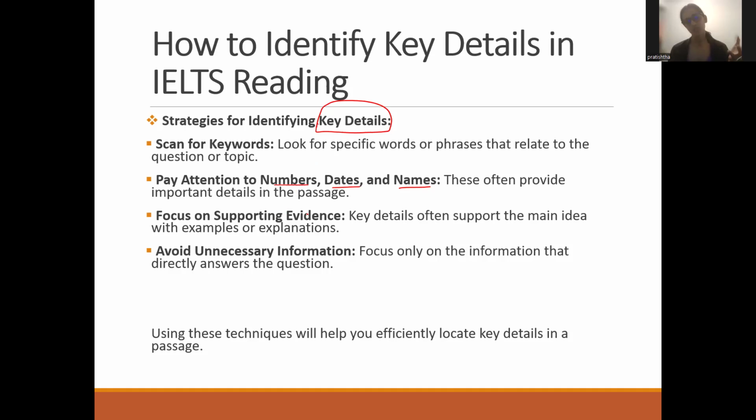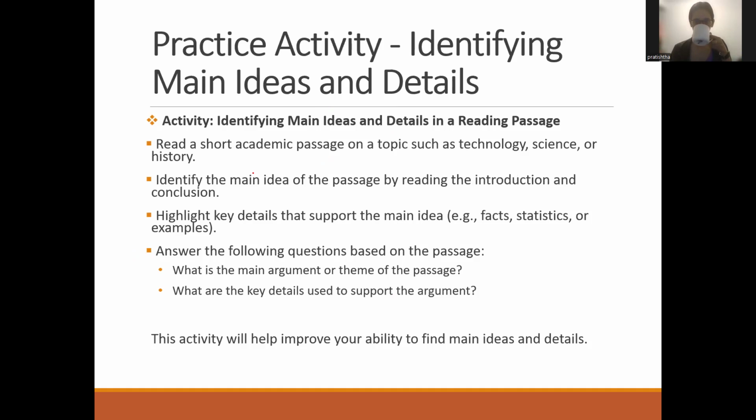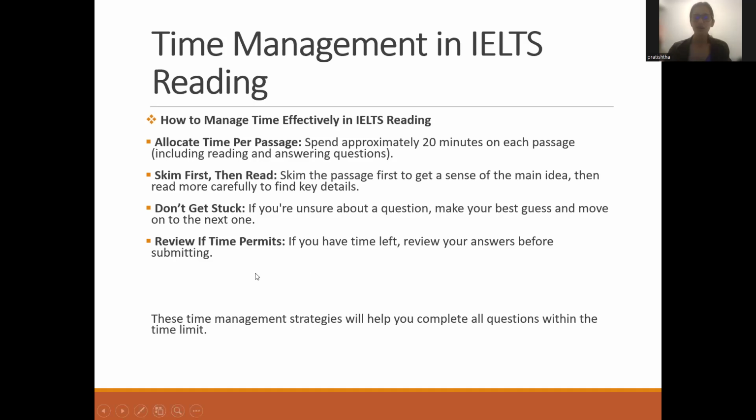Then we'll focus on supporting evidence. So again, we need to see that if this claim has been made, if this is the main idea, how is it being supported, right? And we will try to avoid any kind of unnecessary information, so that there is no unnecessary information that we are focusing on. So now we are just going to go ahead and read, right? We are going to talk about the main argument and the key details. So we will just focus on a little bit of that.